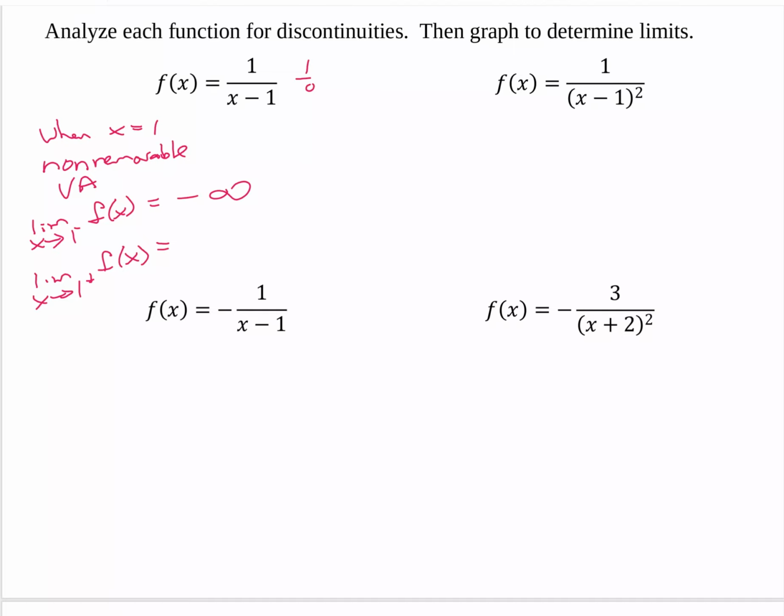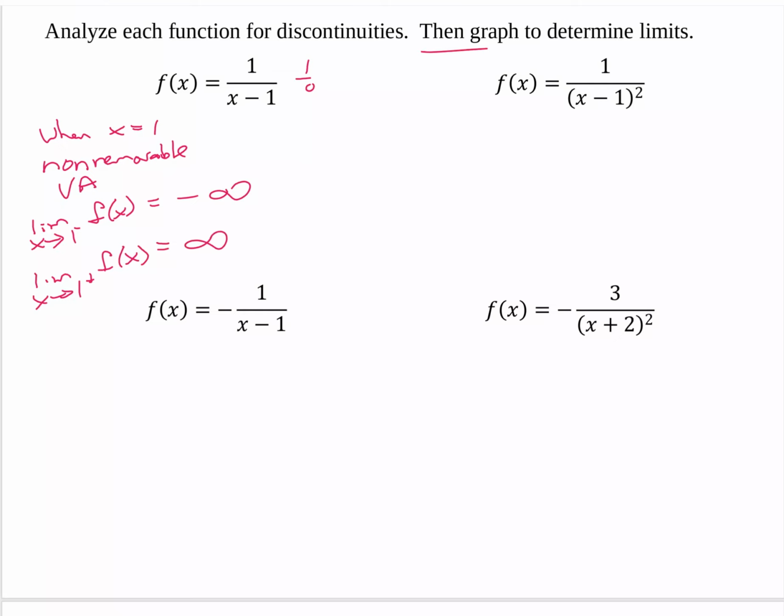So now let's do the limit as x approaches 1 from the positive side. I pick a number that's very close to, but on the positive side of, the vertical asymptote. 1.01, let's say. So 1 over 1.01 minus 1 would be positive 0.01. 1 divided by something very small is something very big, and it's positive. So this is positive infinity.